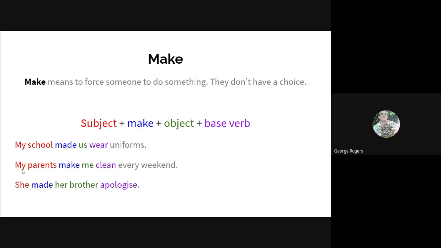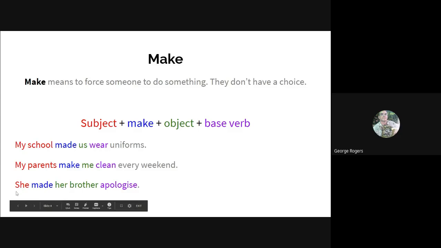The next example here: my parents make me clean every weekend. So again, clean is the base verb. And since it's every weekend, it makes sense that it's present tense here.